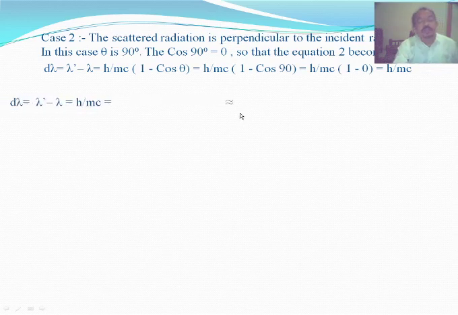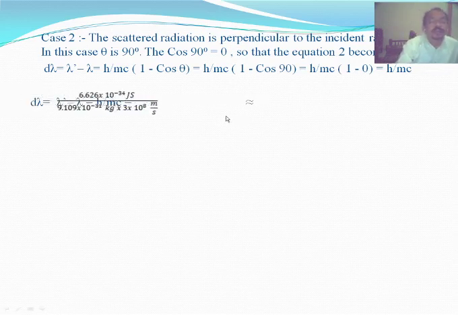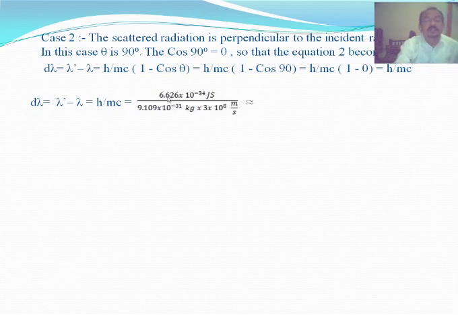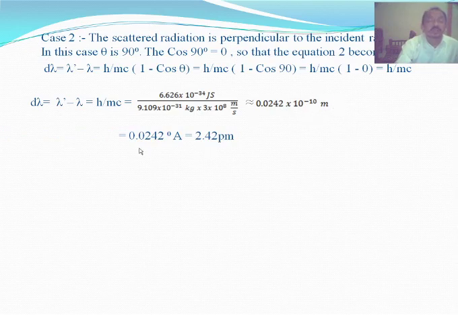Now in this case, if you put the value of h, the Planck constant, that is 6.626 into 10 to the power minus 34 joule second, m is the mass of the electron, 9.109 into 10 to the power minus 31 kg, and c is the velocity of light, whose value is 3 into 10 to the power 8 meter per second. If you calculate approximately, it is equal to 0.0242 into 10 to the power minus 10 meter. Now 10 to the power minus 10 meter means the angstrom, therefore we can say 0.0242 angstrom.